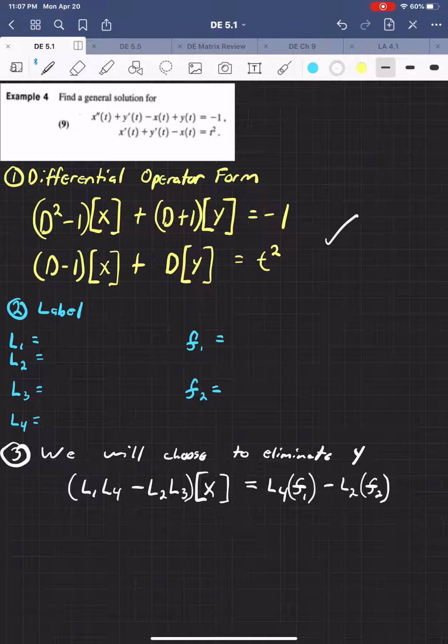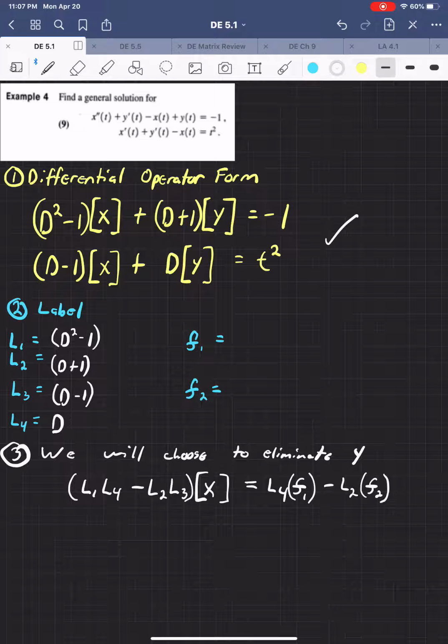Now we're going to go through and label. If you recall, we had L sub 1, L sub 2, and so forth. In this case, L sub 1 would be d squared minus 1, L sub 2 would be d plus 1, L sub 3 would be d minus 1, and L sub 4 would just be d. And f sub 1 would be negative 1, and f sub 2 would be t squared.